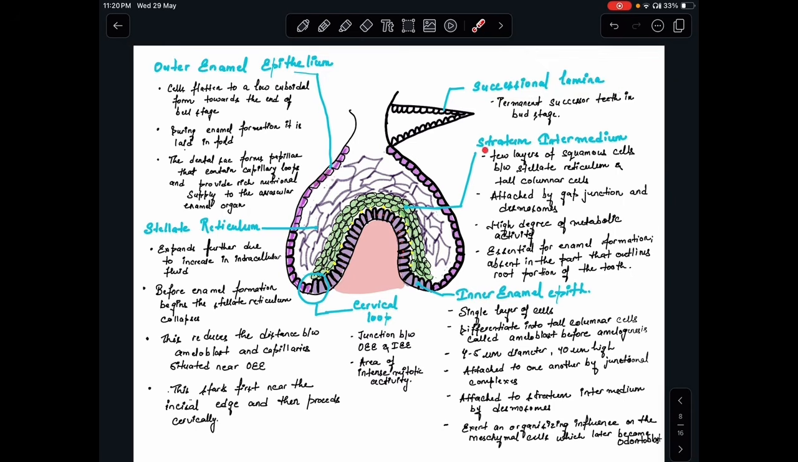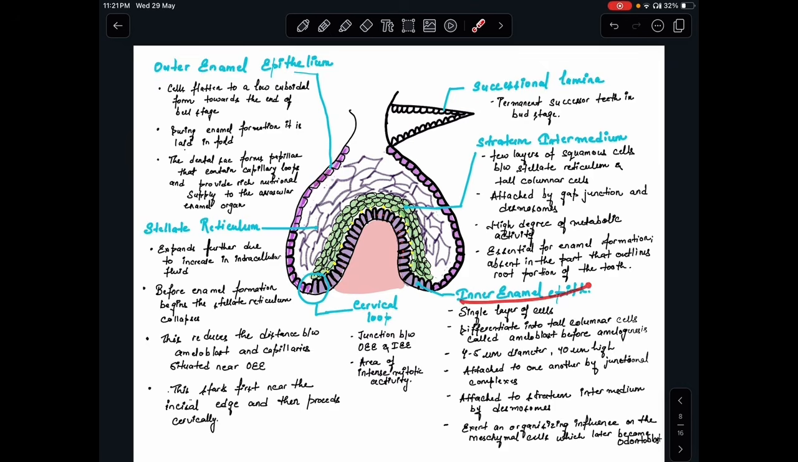Now there is a new layer called the stratum intermedium. This layer is a multi-layered structure formed over the inner enamel epithelium. What does it do? It has a very high degree of metabolic activity, and it is essential for enamel formation. That is the main function. It is absent in the part where enamel is not formed, that is the root. So it is absent in the root portion.